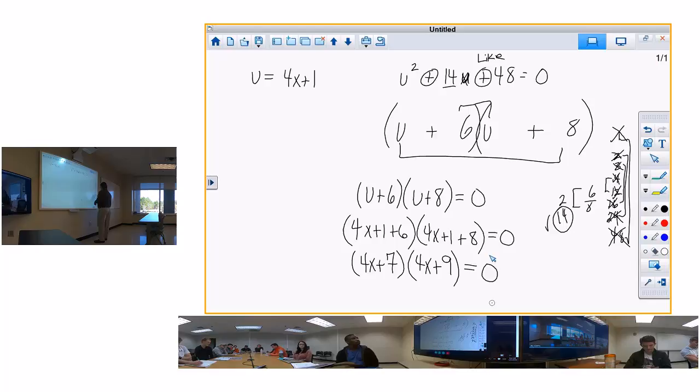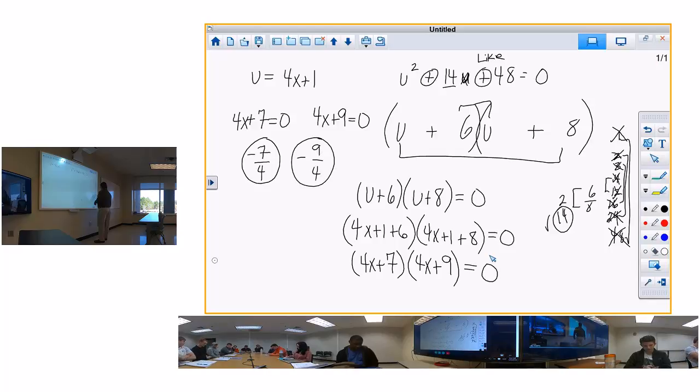All right, now I want you to solve that last section. So that'd be 4x plus 7 is equal to 0, and 4x plus 9 is equal to 0. Much easier. So, did we get the same answer? Yes, we get the same answer. Now, they may want it in factored form. If they want it in factored form, it would be this right here. So everybody circle that and highlight that. That's what they want.